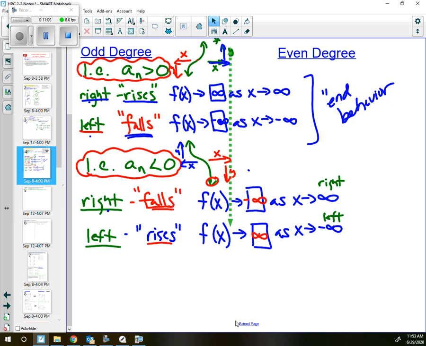So f of x approaches negative infinity on the right, and it approaches positive infinity on the left. So we can see what's happening. So for odd degree, the ends are always going in the opposite direction. So think odd, opposite. Even, a little bit different scenario.